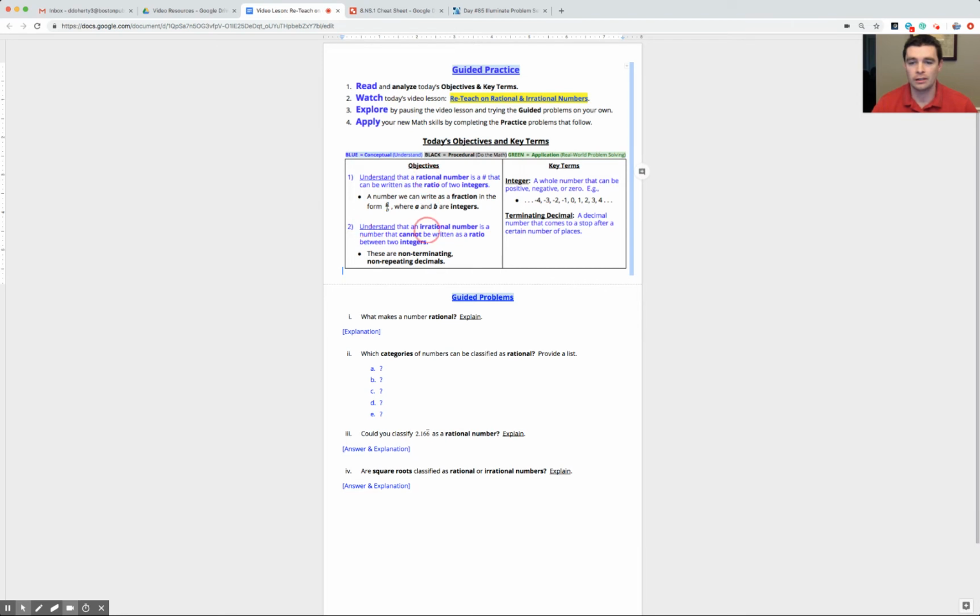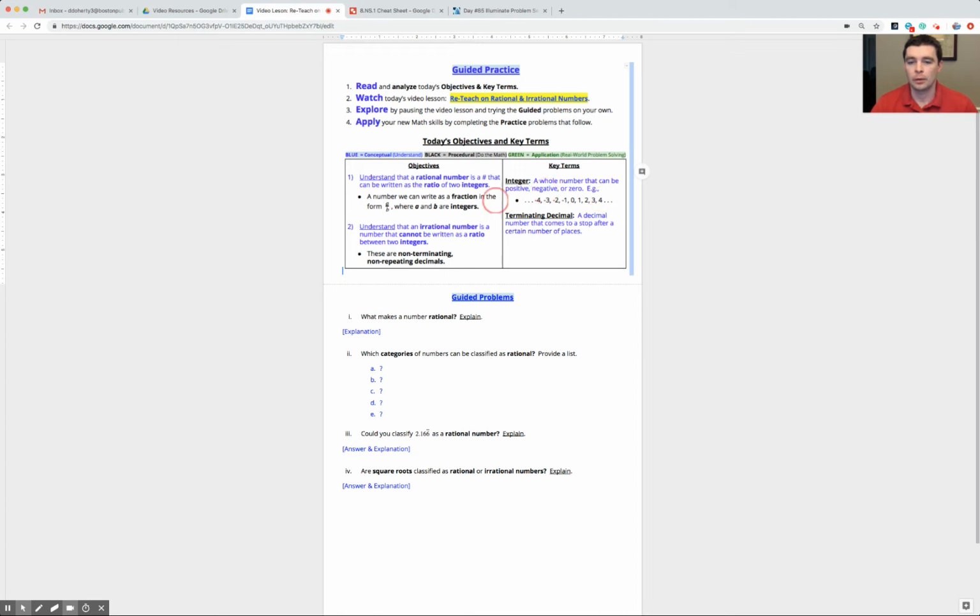And that tells us that an irrational number, the opposite of a rational number, are all the numbers that cannot be written as a ratio between two integers. What's an integer? Integers are whole numbers, but they include the negatives, so -4 is an integer, just like +4 is an integer.